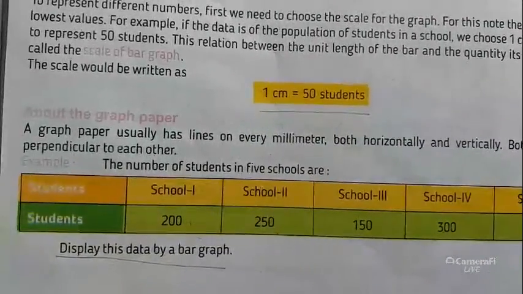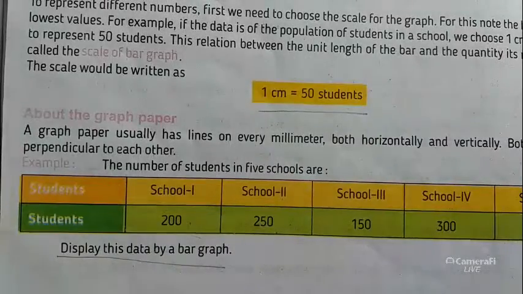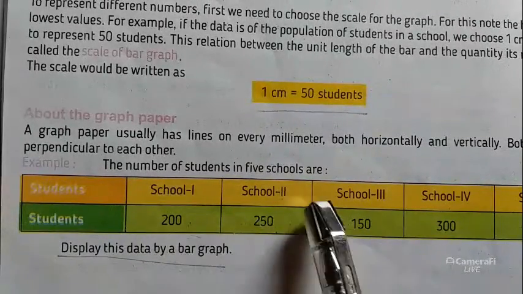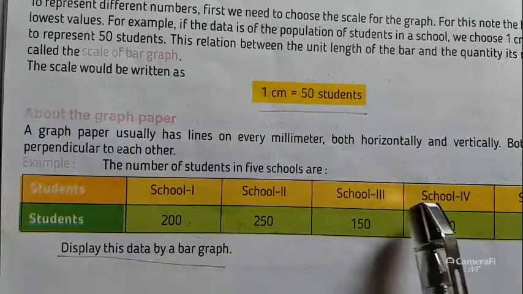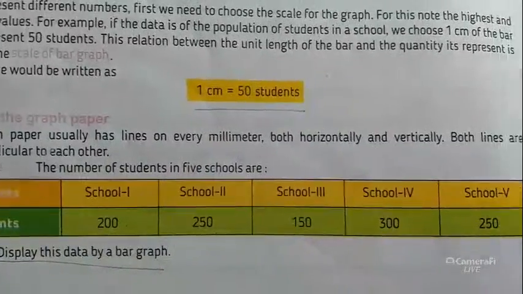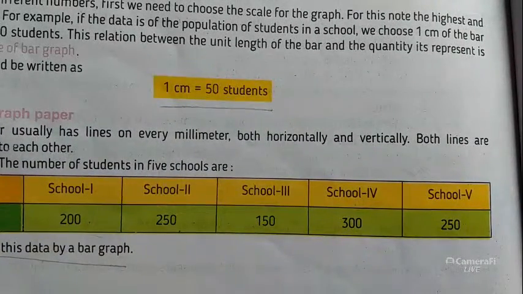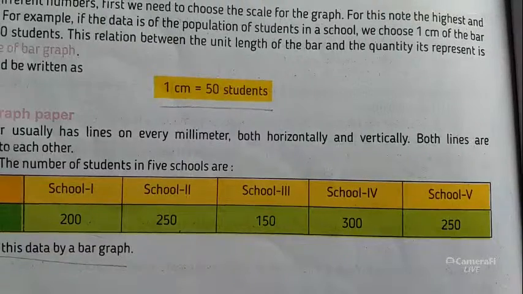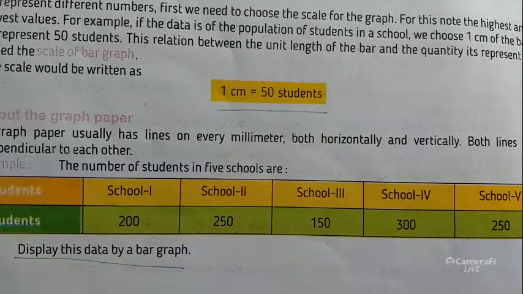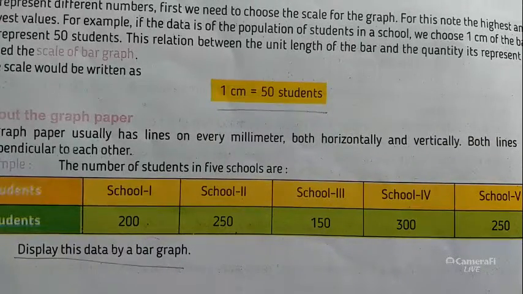What are the school names? The schools are school 1, school 2, and so on. School 1 has 200 students, school 2 has 250, school 3 has 150, school 4 has 300, and school 5 has 250 students. So this is the information given. Now with this data, we display it by a bar graph on a graph paper.